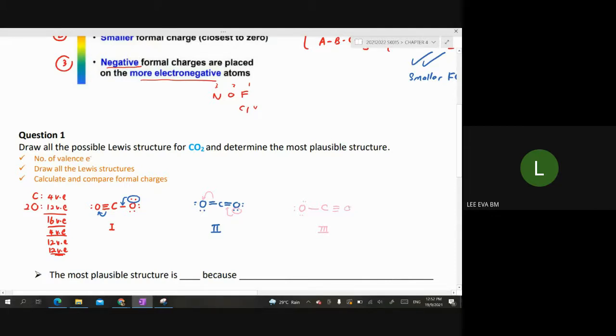Okay, so any questions until this part? Yes? Sorry, madam, tak dengar. Can you repeat one time? Madam tak dengar. Sayang siapa yang dengar cakap ni? Sekejap ya. Madam tengok. Sorry, madam, can you hear me?